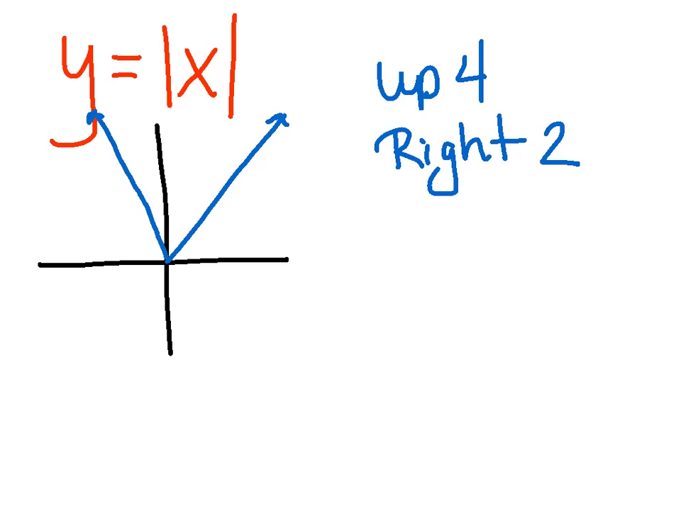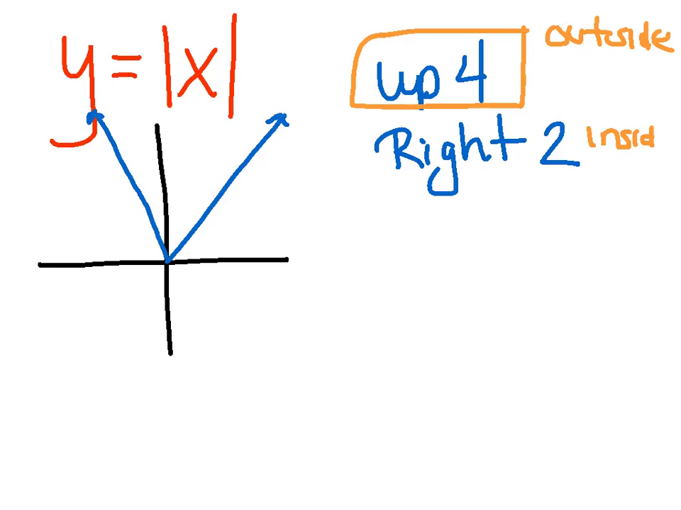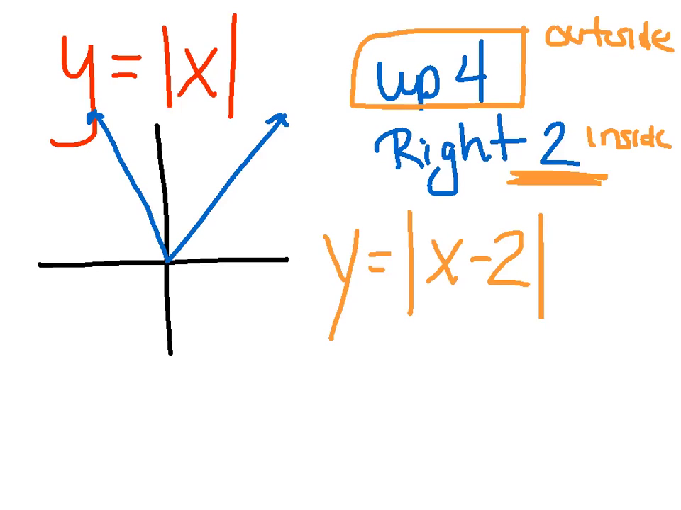Here's what I say to myself. Up 4, up and down is going to be outside. Right 2 or left 2 is going to be inside. Now I don't have parentheses this time, I have absolute value. So here's what my equation should look like. Y equals the absolute value of x. If I want to go right 2, remember horizontal, you're going to do the opposite. I'm actually going to say minus 2. And from there, if I want to go up 4, I'm going to go plus 4.